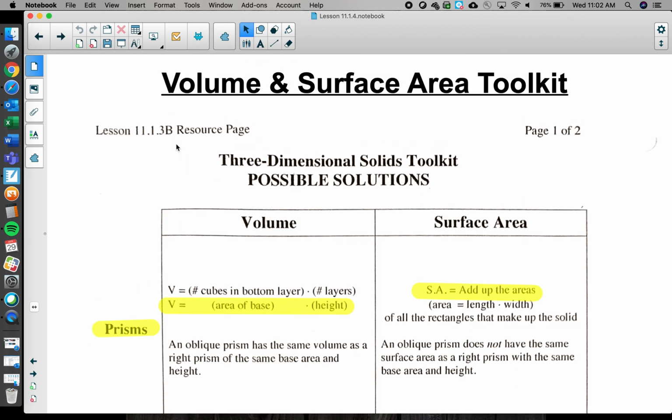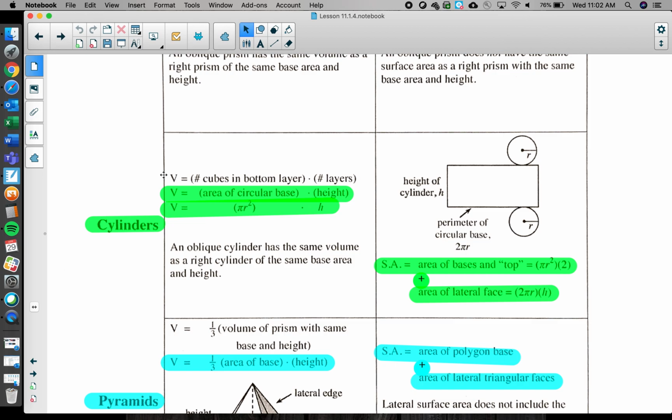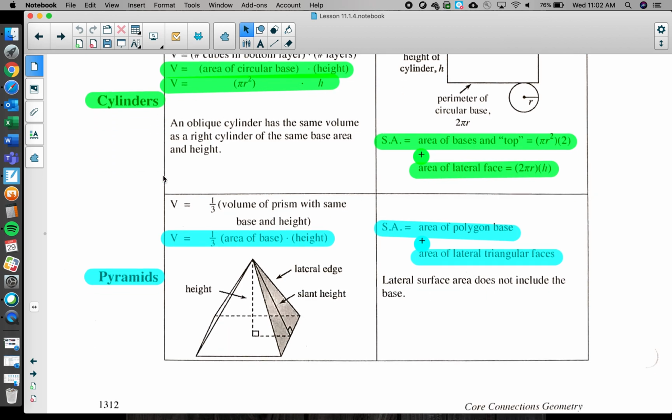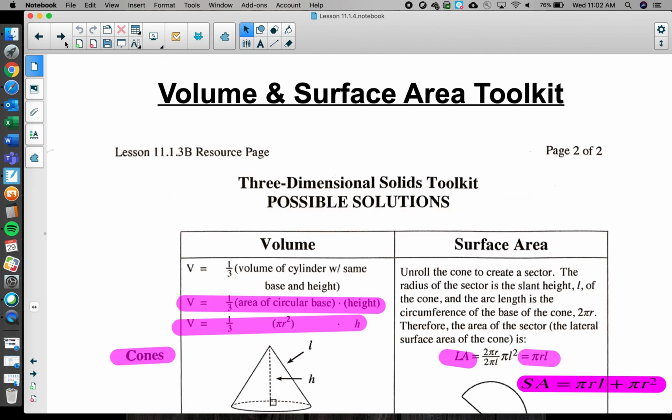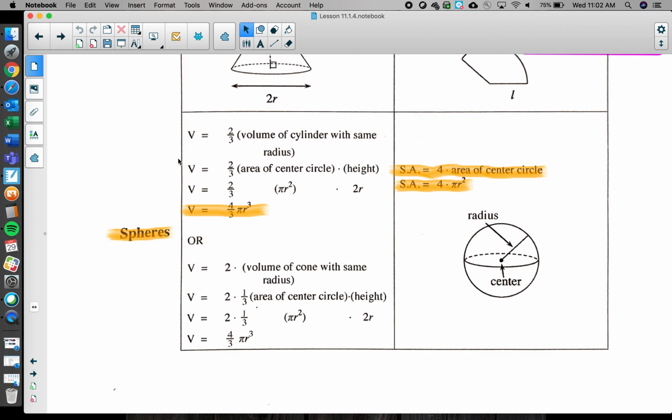Again, here's your volume and surface area toolkit that now summarizes all of the solids we've talked about. Prisms to begin with, volume and surface area. Cylinders are highlighted, how to do that. Pyramids are there that we talked about in this chapter. We just talked about cones in the last lesson, and now here we have added spheres to that. Again, you're going to be able to use this on your test. I will also send out a review, and I will send this with the review so you can practice volume and surface area of a little bit of everything before you actually get to the test.